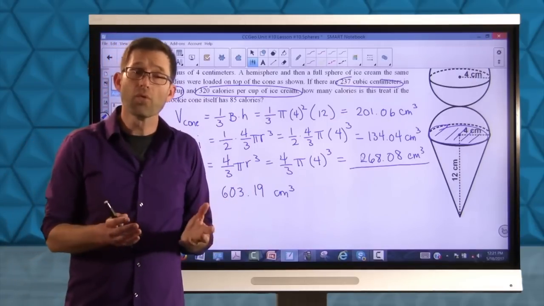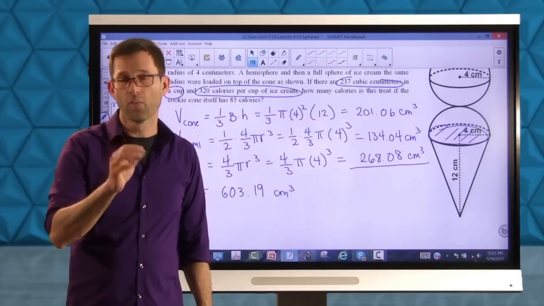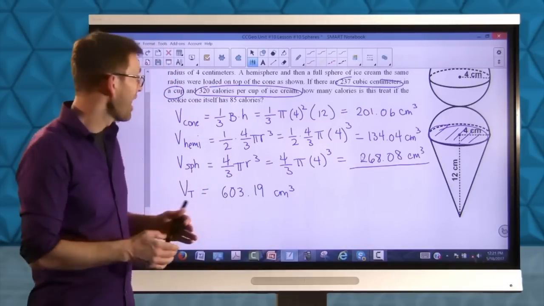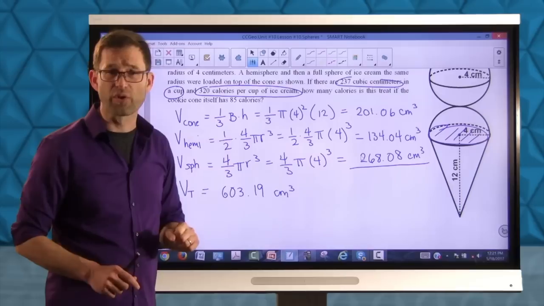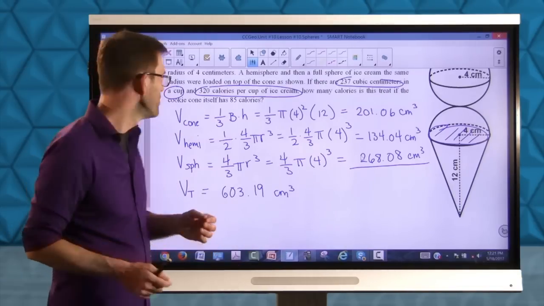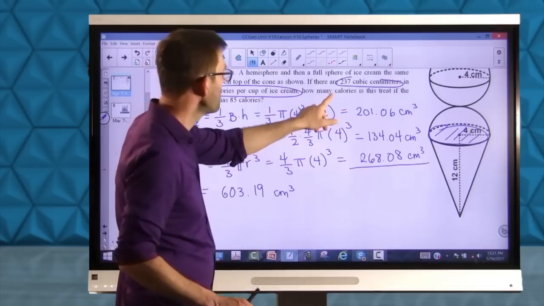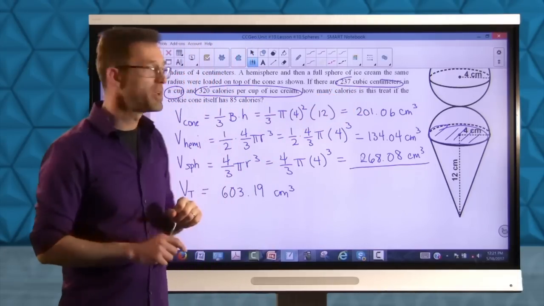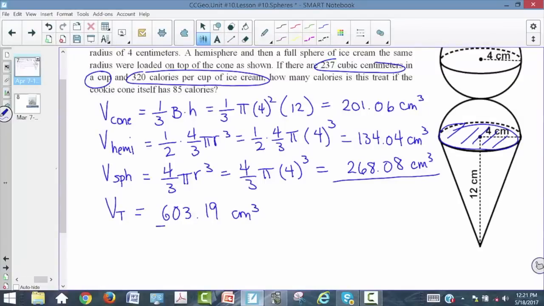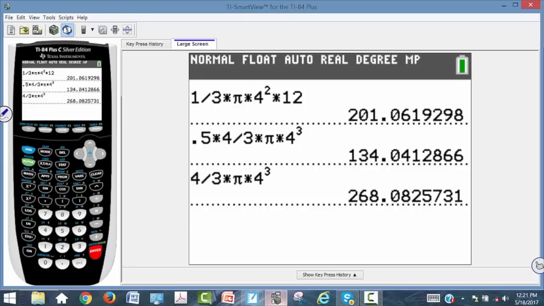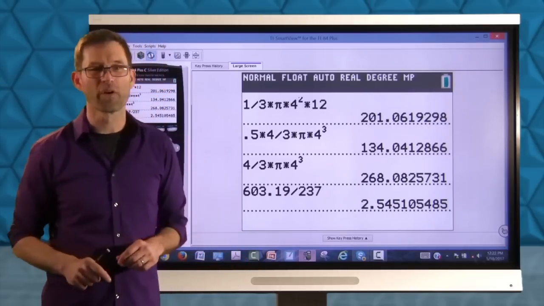Now, that's great, but ultimately I'm trying to figure out how many calories are in the ice cream. I was told I have 300 calories per cup of ice cream, but I need to know how many cups I'm eating. For that, we were told that each cup contains 237 cubic centimeters. So we just need to divide this by 237 cubic centimeters, and we will find out. 603.19 divided by 237 equals 2.54 cups of ice cream.